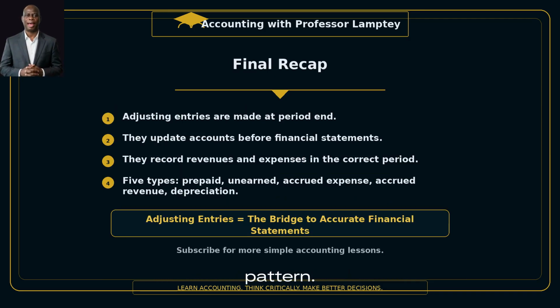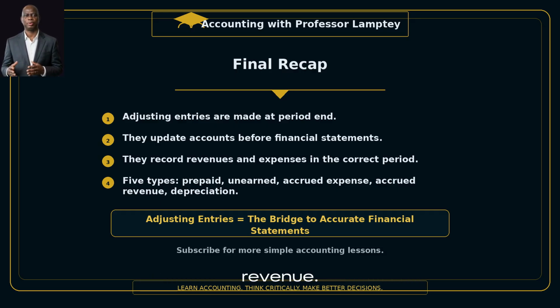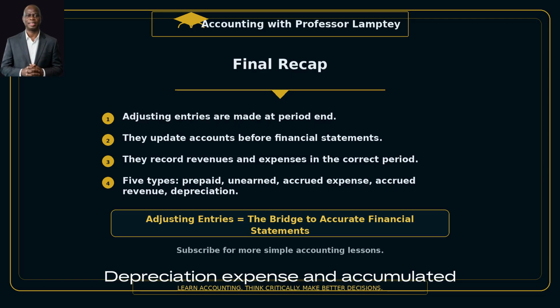Now let's notice the pattern. Most adjusting entries affect one income statement account and one balance sheet account. For example, insurance expense and prepaid insurance, service revenue and unearned revenue, wages expense and wages payable, accounts receivable and service revenue, depreciation expense and accumulated depreciation.